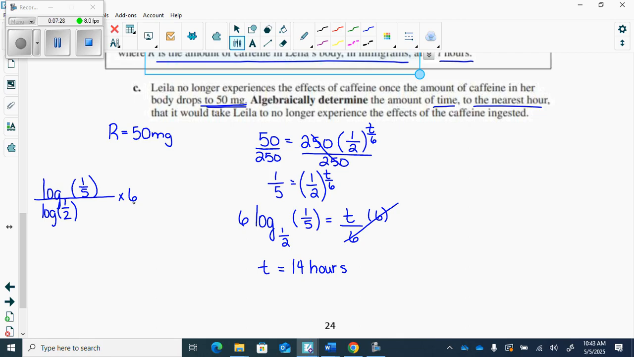So here it wants the amount of time that it would take Layla to no longer experience the effects of caffeine ingested. So it would take 14 hours. Where people stop, we don't stop. We are overachievers, not underachievers in this place. So it would take 14 hours to what?